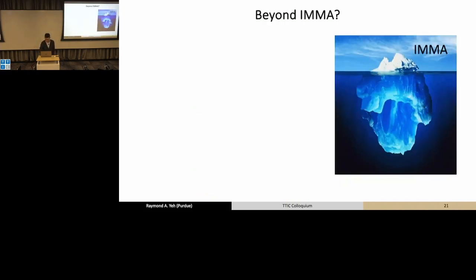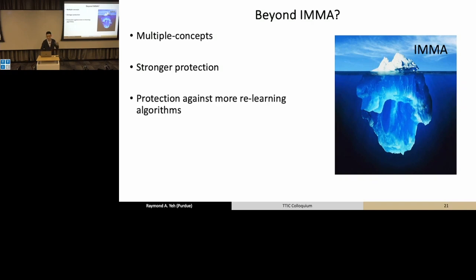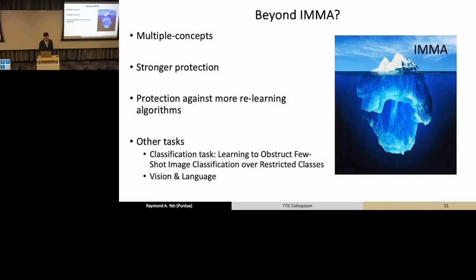So the question I want to go beyond is: what is beyond IMMA? First, one big limitation is multiple concepts. Currently, we can only work with one concept at a time. If you apply IMMA sequentially, one concept after another, it will actually just completely ruin the model. So that's a problem. We also hope to offer stronger protection against more relearning algorithms, possibly unknown ones. And we have some other interest in working on other tasks such as few-shot classification, or moving towards more general language and vision tasks such as visual reasoning.